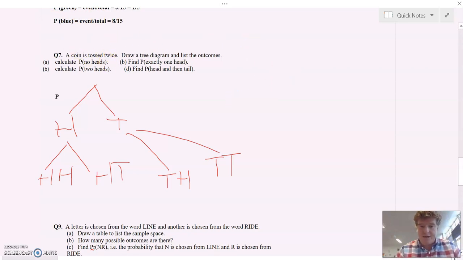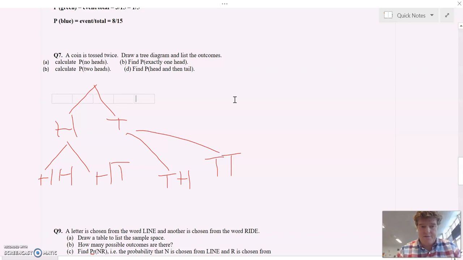So let's see if we can just start typing over here. I'd rather go a little bit further over here. Probability, no heads, equals. There's only one way that we can get no heads, and that is when we throw tails and tails. So that's one possible way out of our 4 different options: heads and heads, heads and tails, tails and heads, tails and tails. The only way we get no heads is if we do tails and tails. So the probability of that is 1 in 4.